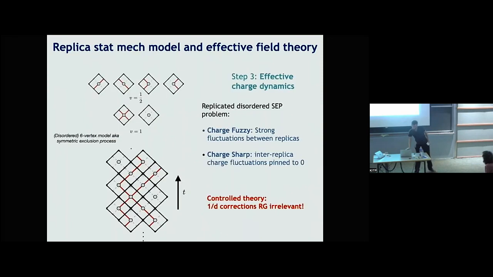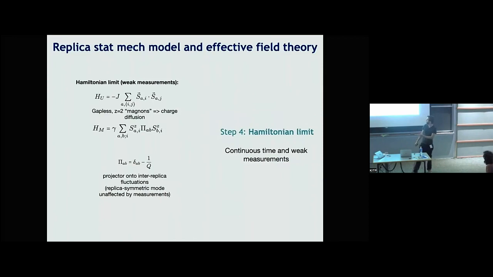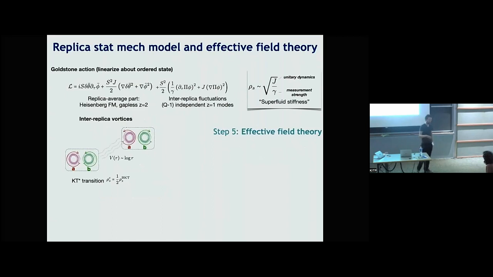One thing I should say is that this is a controlled theory. Even though we're taking this large D limit, going away from it only leads to perturbations that will not modify the universality class of this phase transition. Once we have this, it's becoming pretty standard because it's a StatMech model. It's a lot easier than the problem we started with, and we know how to study those. The way we do this is we map it to some Hamiltonian problem, which has nothing to do with the original quantum system, and then we study low energy physics using standard field theory tools.